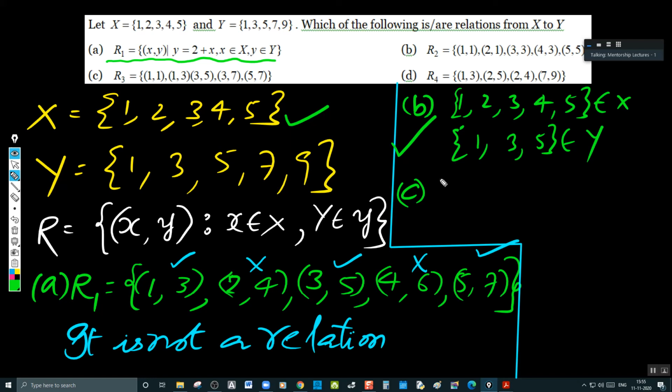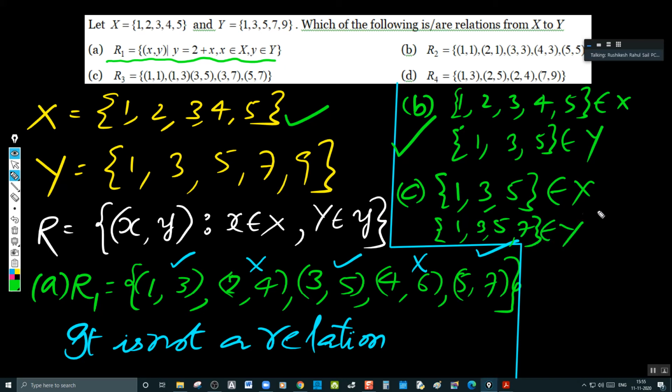Now let me check. First elements, please: 1, 3, 5. That's okay. Then 1, 3, 5, 7. That is also there. This is also correct.